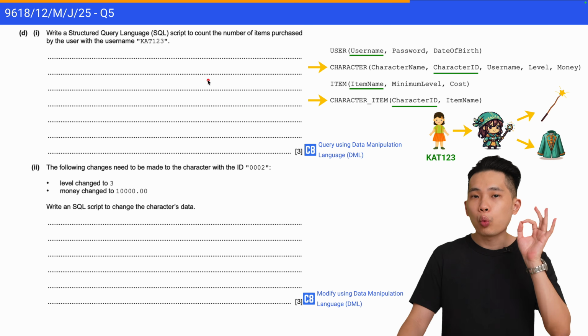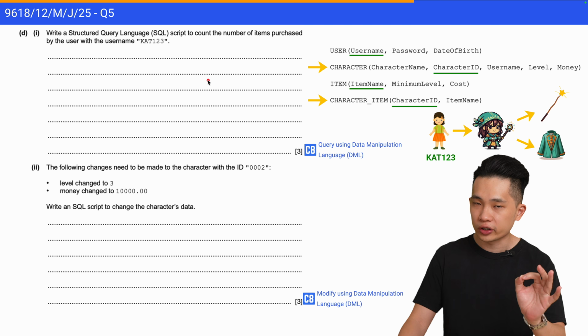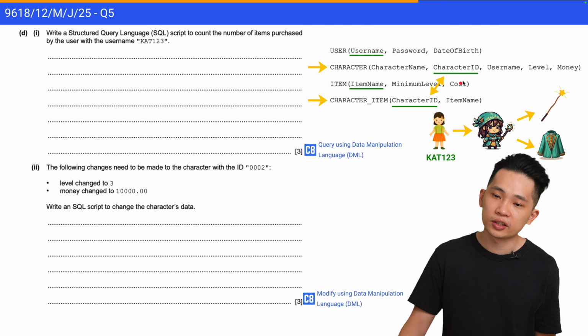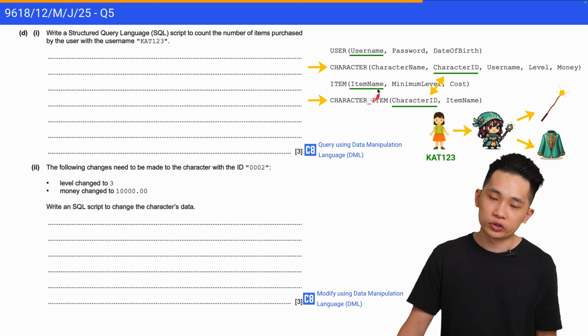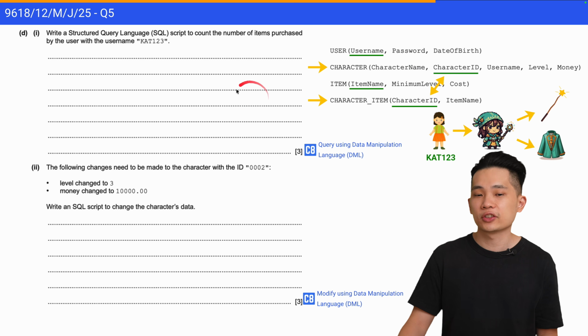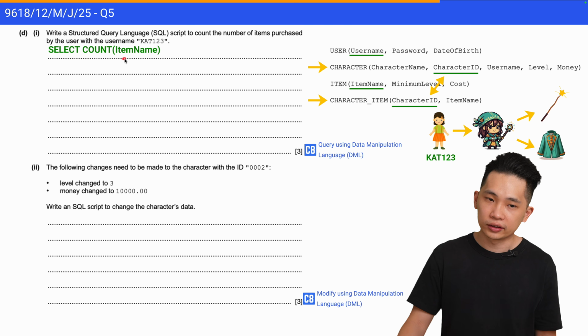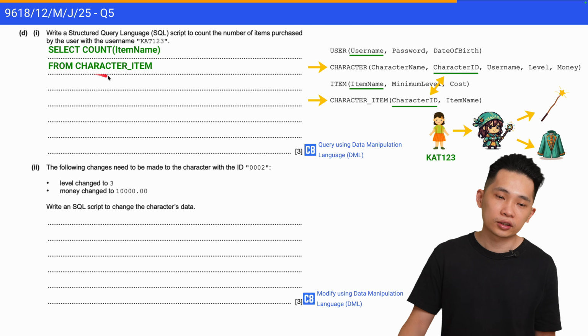And next, the column that we are joining for these two tables is going to be this character ID here. So using these two tables and their relationship, we should be able to come up with a final answer here. The final answer is going to be select count item name. So we will be counting the item name from this character underscore item table here. Therefore, the next line is going to be from character underscore item.